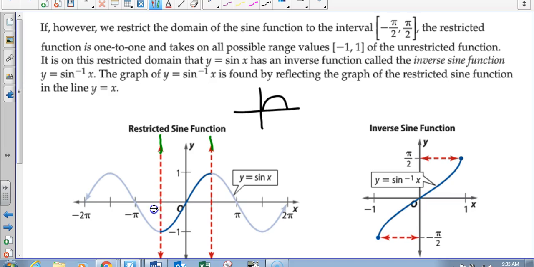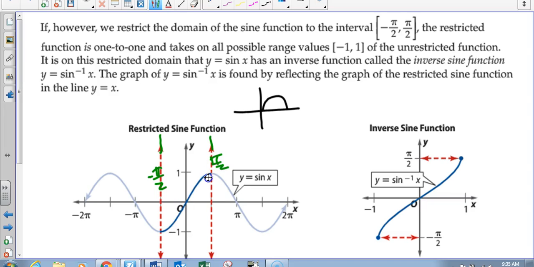We're going to restrict it from, where would this be? Negative pi over 2 to positive pi over 2. And then we're going to be talking about this little piece right here. Do you see that that would then be 1-to-1? Okay, it would pass the horizontal and vertical line test if we were only talking about that piece.